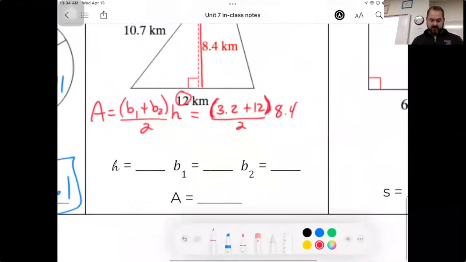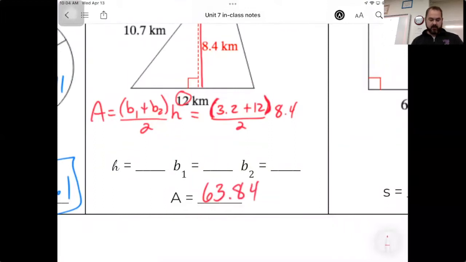So the area here, and I missed some blanks, is 63.84. Our height was 8.4, base 1 we called 3.2, so base 2 is 12. Those two can be switched, that's okay. But we do get 63.84 for that answer.